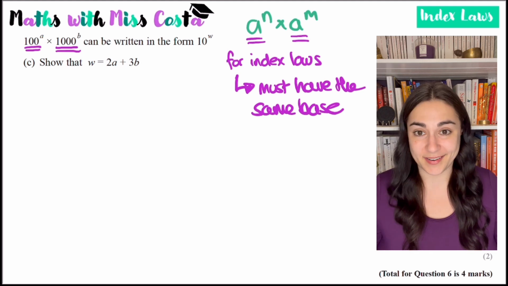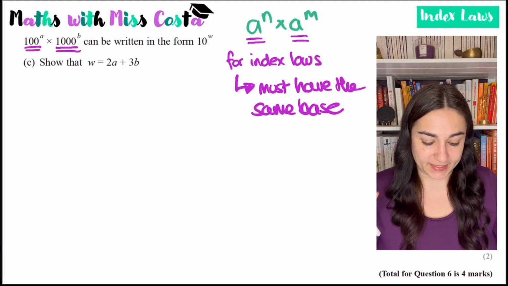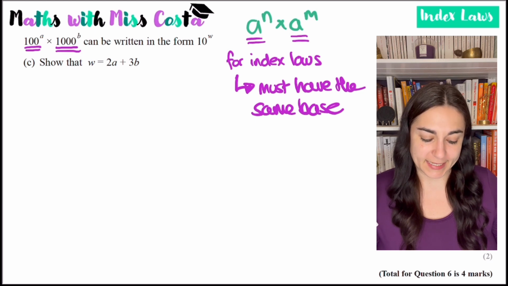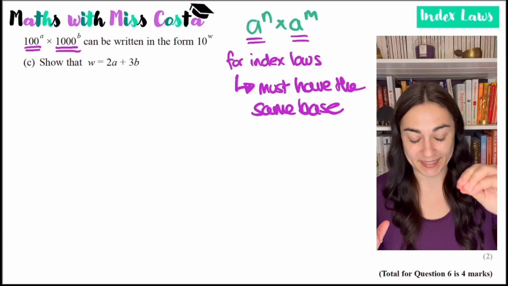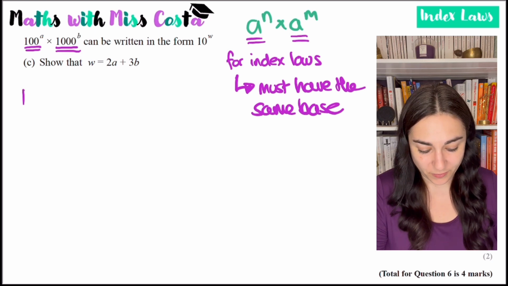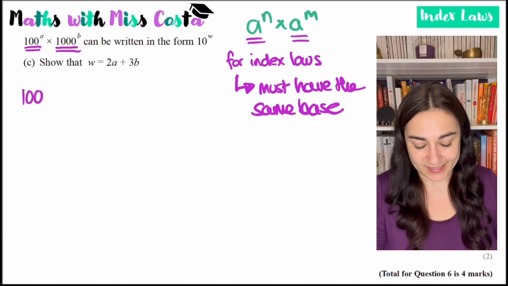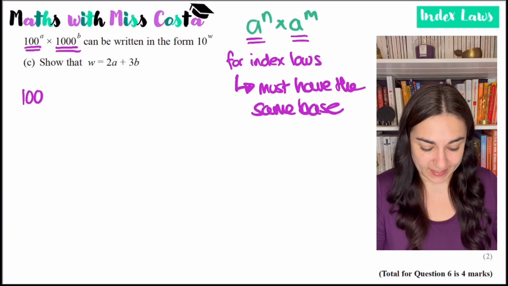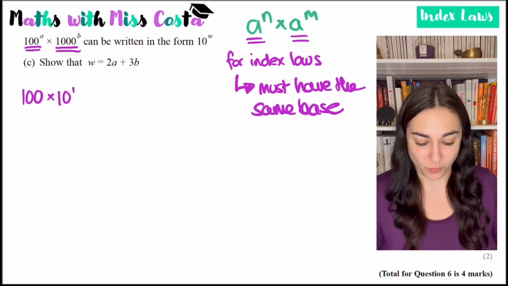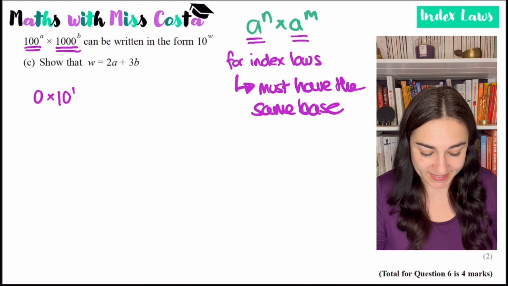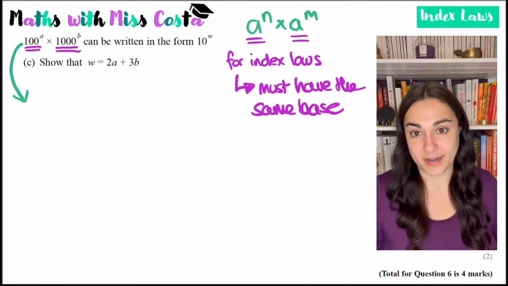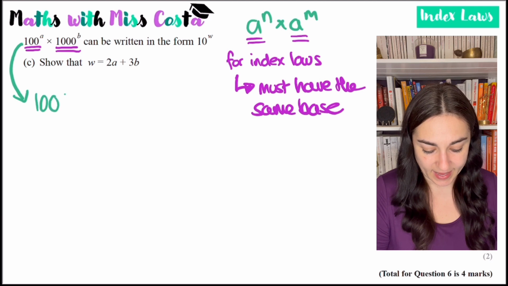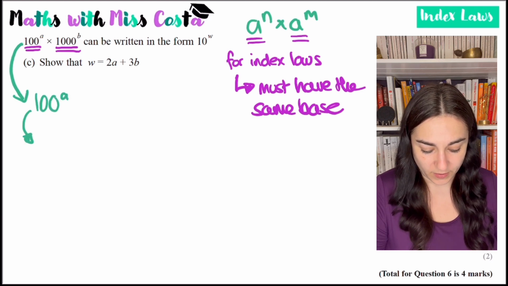Now, it's 100 and 1000. Some people might think to themselves, oh, I could write both with a base of 100, because 100 times 10 makes 1000. But if you did write it as 100, you'd be multiplying it by 10 to the power of 1 and you can't compare them so well. So the best thing to do would be to write them as powers of 10. So how do you write 100 as a power of 10? Well, 100 would become 10 squared.